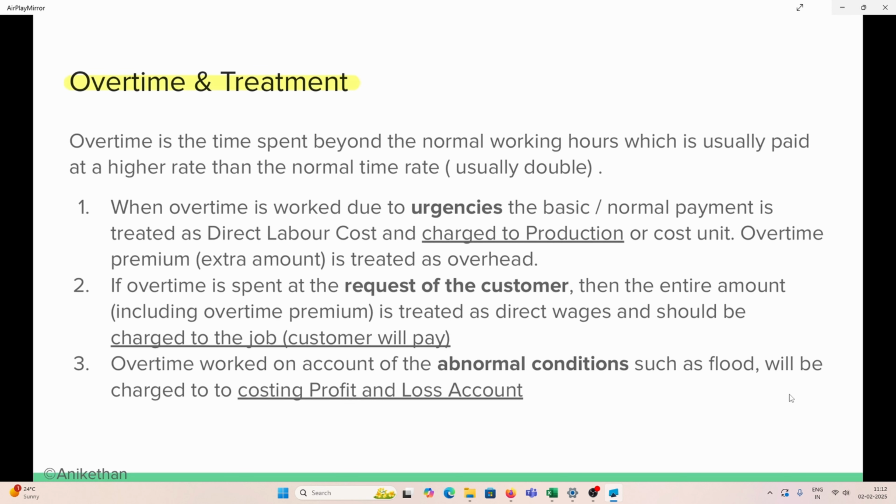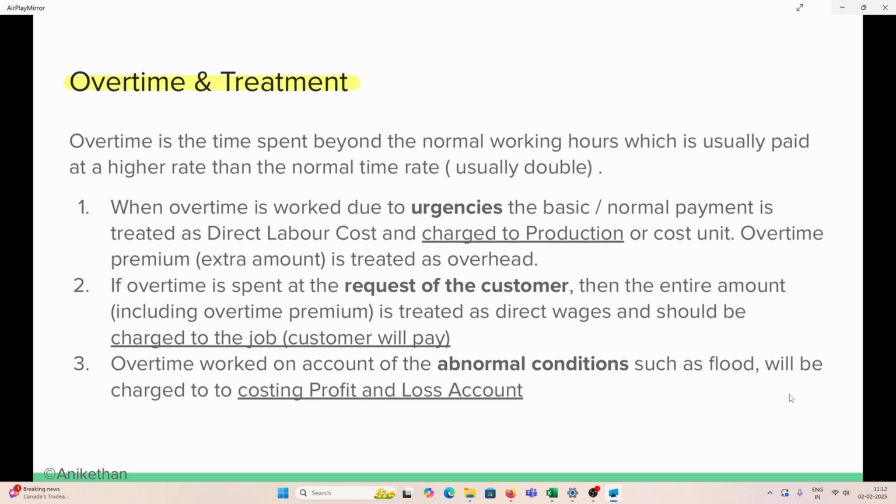What are the rules? When overtime is worked due to urgencies, the basic normal payment is treated as direct labor cost and charged to production. What it means is, let's say the production is happening, but it did not proceed as per the plan. So to meet the customer order, now the production has to be done in overtime. This is because of the urgencies. Such overtime premium is treated as overheads.